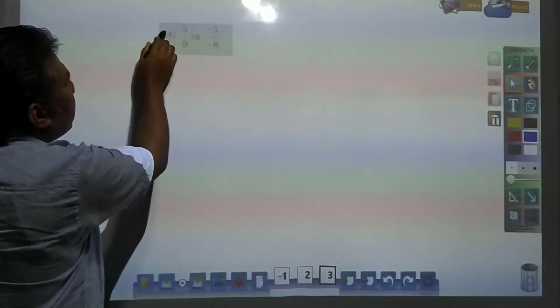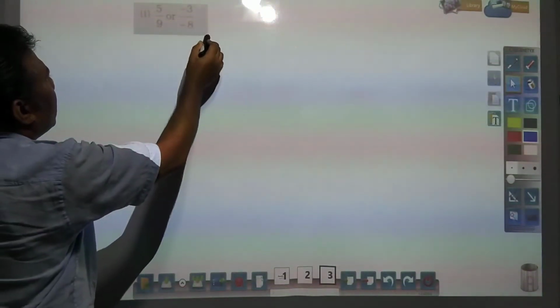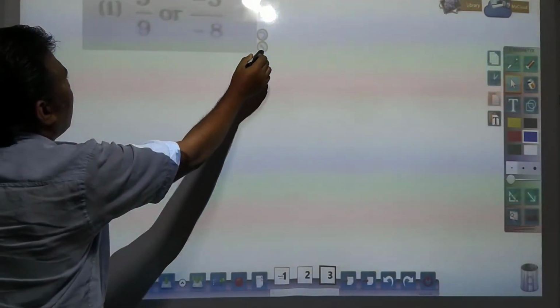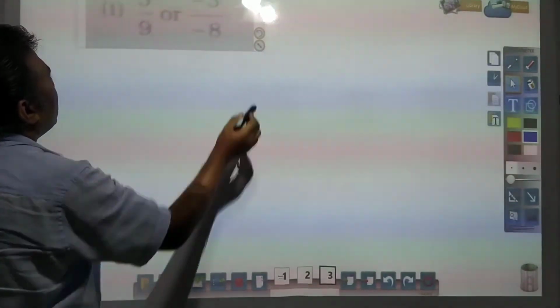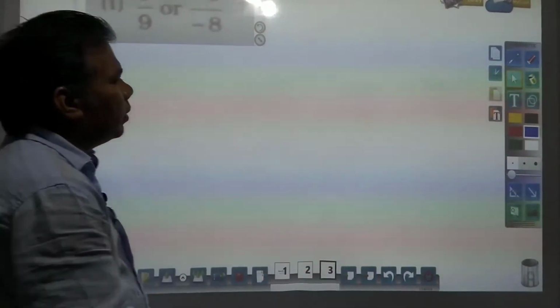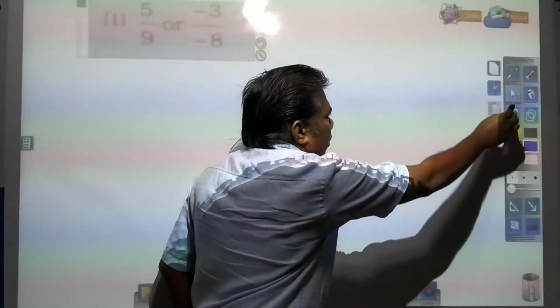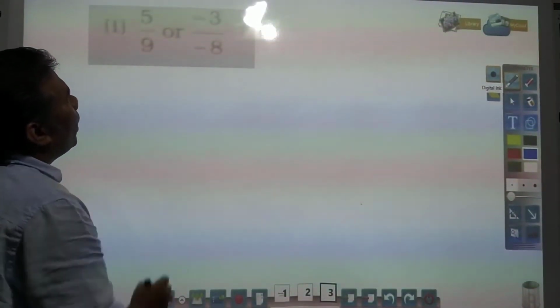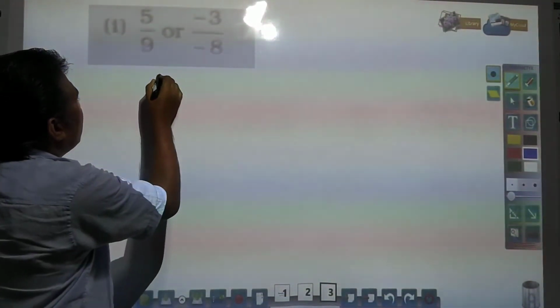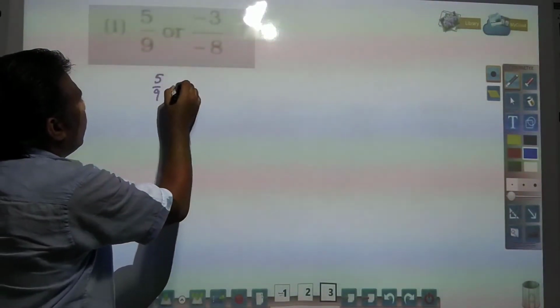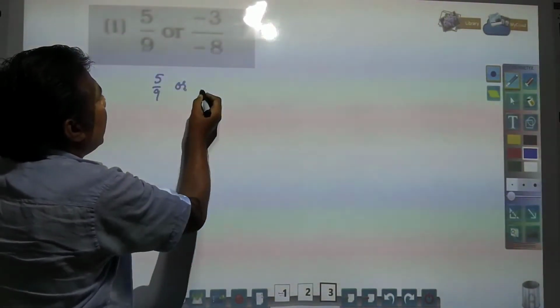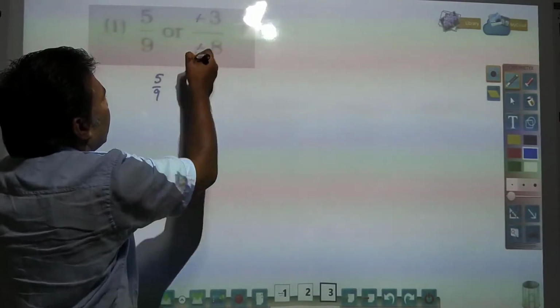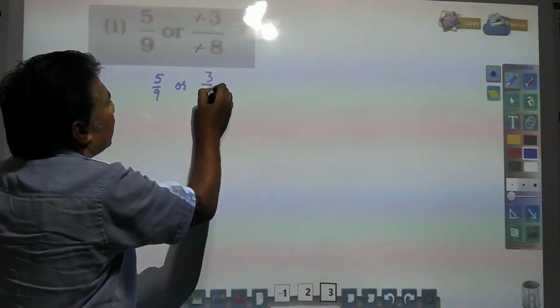Suppose you have 5 by 9 and minus 3 by minus 8. So what is to be done? 5 by 9 or minus 3 by minus 8, minus and minus will be cancelled. So you will get 3 by 8.